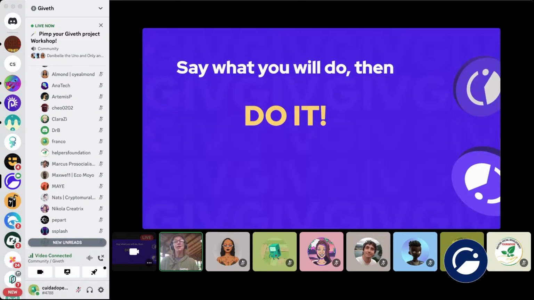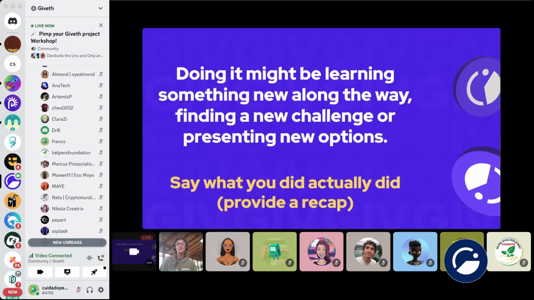And this is really important, because doing it might mean that you just learned something new along the way that you didn't see. It might mean that you found a new challenge or have different options that presented themselves. So what you want to do here is acknowledge fully whether you actually did what you said you would do. What is the gap between what you said you will do and what you actually did?